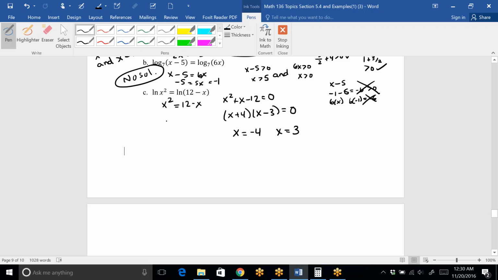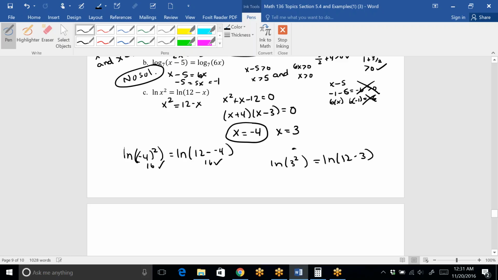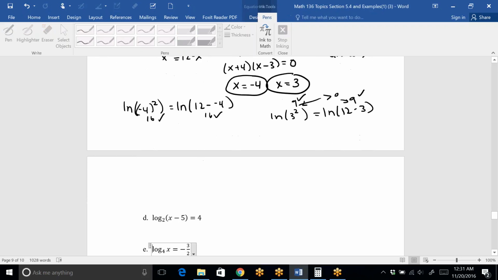We have to check both solutions. So natural log of negative 4 squared equals natural log of 12 minus negative 4. As long as both arguments turn out positive or greater than 0, we're good. So this one is fine. Natural log of 3 squared equals natural log of 12 minus 3. This is 9, which is greater than 0. Both parts have to be greater than 0 for this to work. So both solutions work in this case.